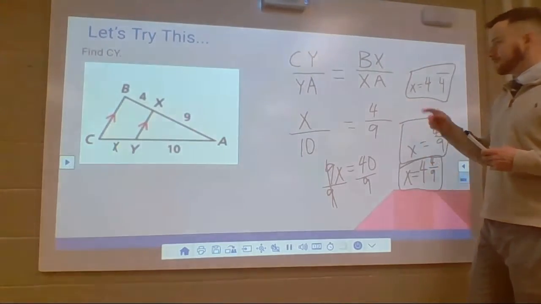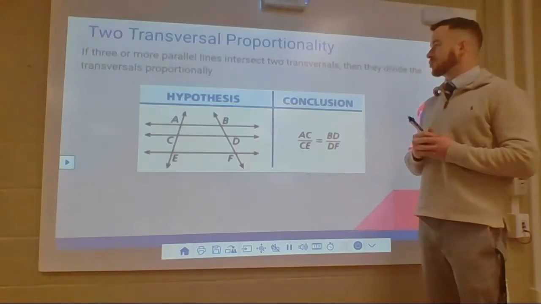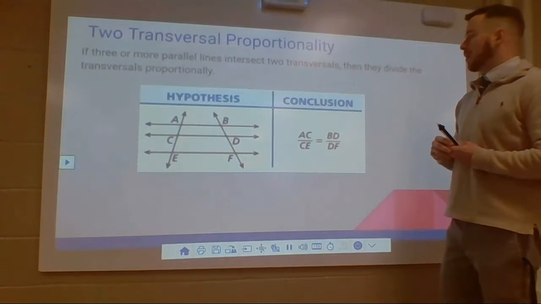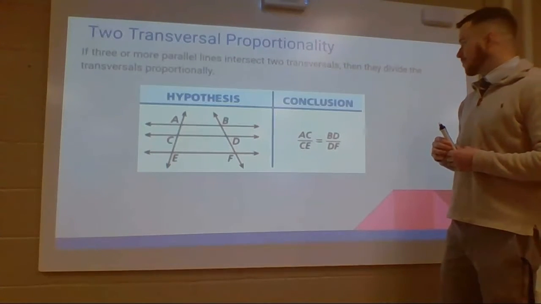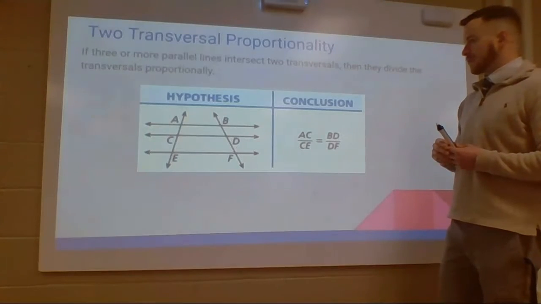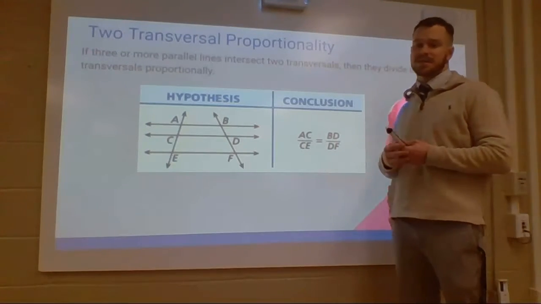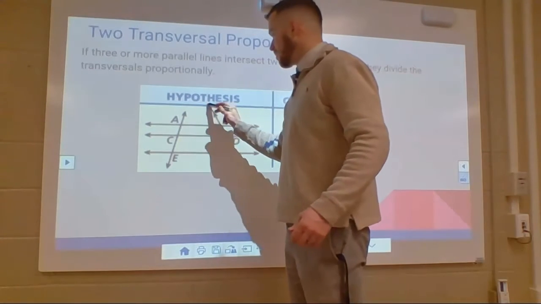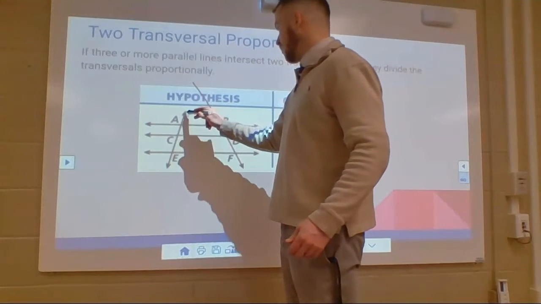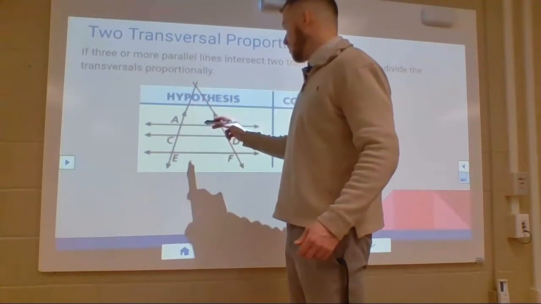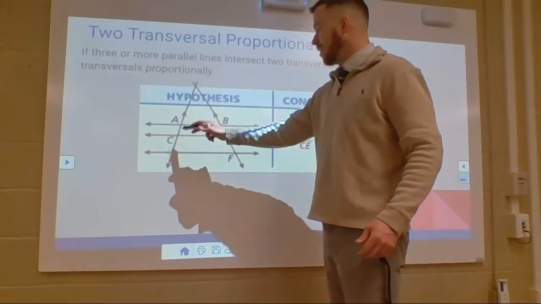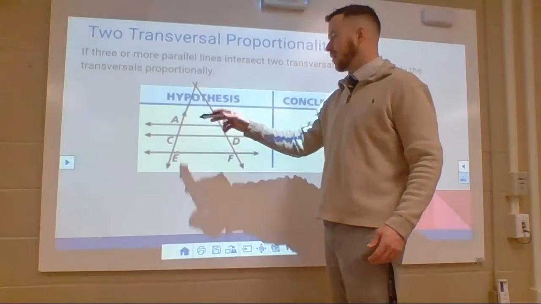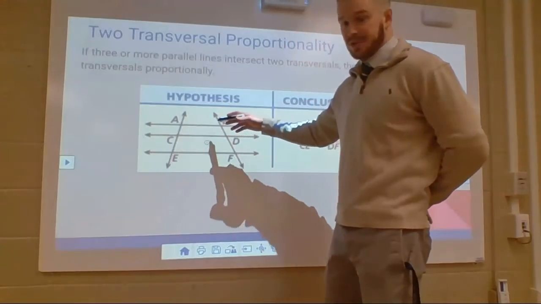Let's move forward. So our next theorem is the two transversal proportionality theorem. It says if three or more parallel lines intersect two transversals, then they divide the transversals proportionally. And this is similar to the theorem we just looked at. We can keep those transversals going, and you see that they make a triangle, right? So you could even look at this theorem kind of like you did the triangle proportionality theorem. But let's just make a little more sense of this.